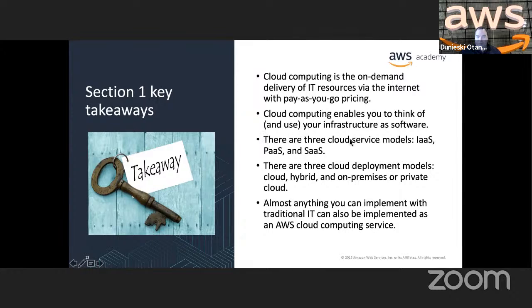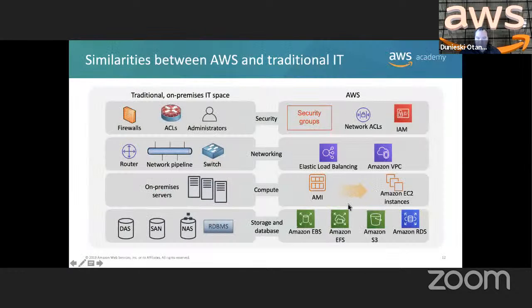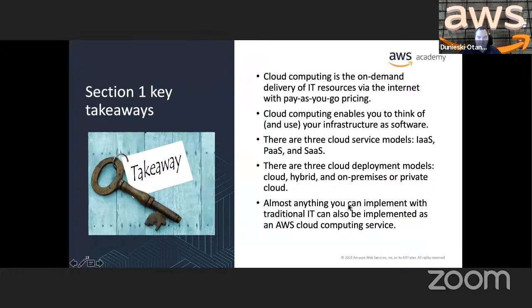The three cloud service models are infrastructure as a service, platform as a service, and software as a service. The three cloud deployment models are cloud, also known as all-in cloud, and hybrid, and on-premises or private cloud. And almost anything you can implement in on-premises, you can implement in the cloud. Okay. So guys, I'm gonna ask you about this when we finish the class at the end to see if you still remember this, guys.